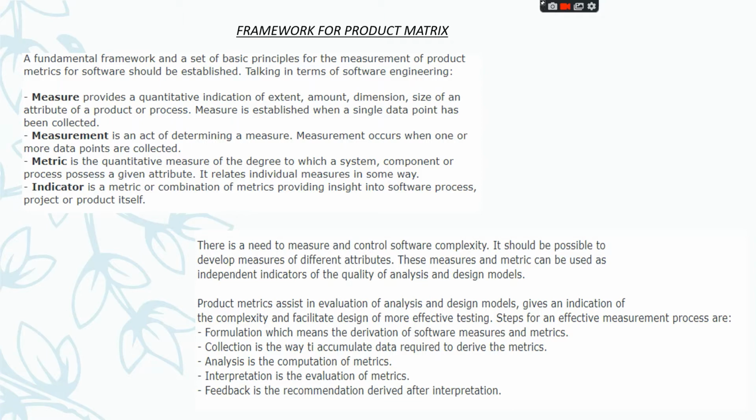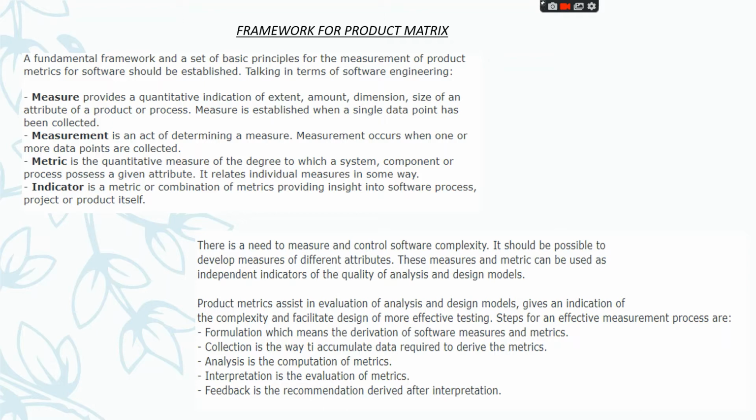The second term we come across is measurement. It is an act of determining that measure, and it occurs when one or more data points are collected. Third is the metric. It is the quantitative measure of the degree to which a system, component, or a process possesses a given attribute. So it relates to individual measures in a way.